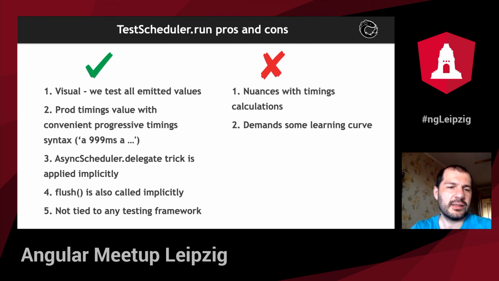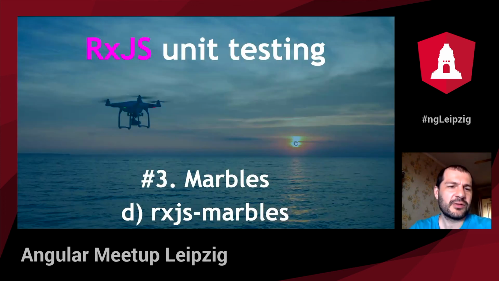And it is not tied to any particular testing framework because we provide assertion expression when we create a scheduler instance. Among drawbacks, nuances with timings calculations, and some big learning curve. But hope after this talk, this will not be the problem for you. TestScheduler.run method is perfect, but even for this solution, there are wrapping libraries that allow to improve developer experience.